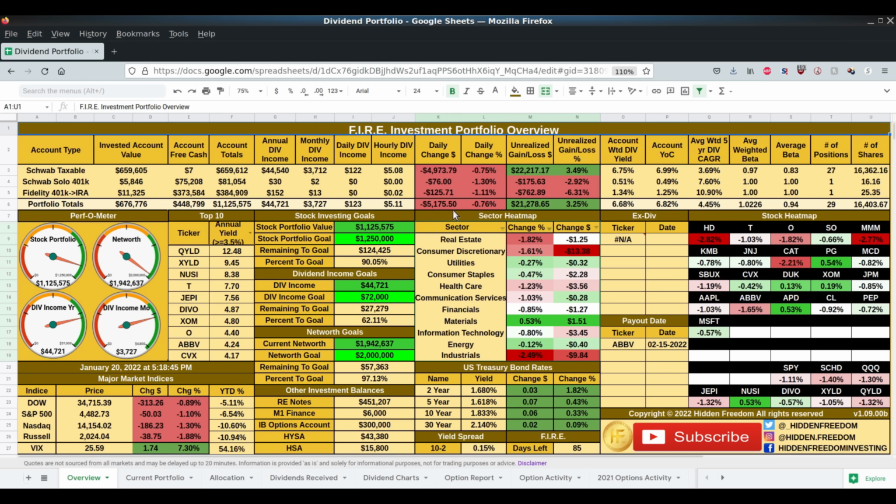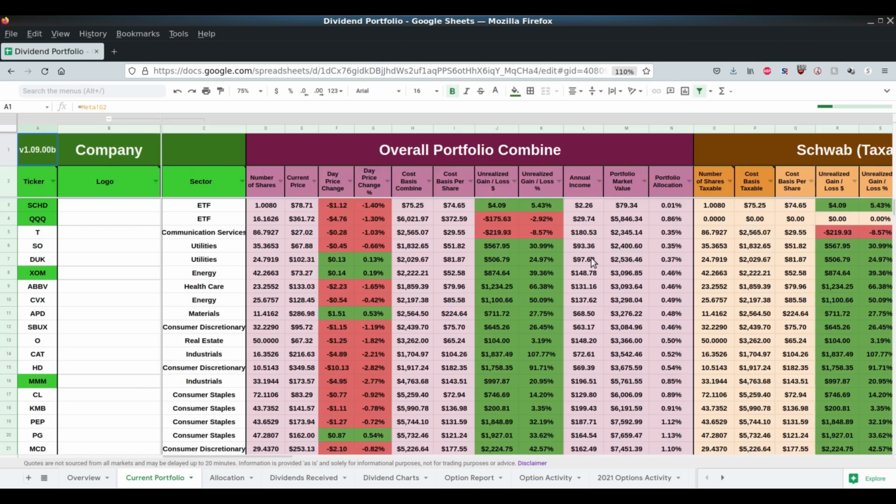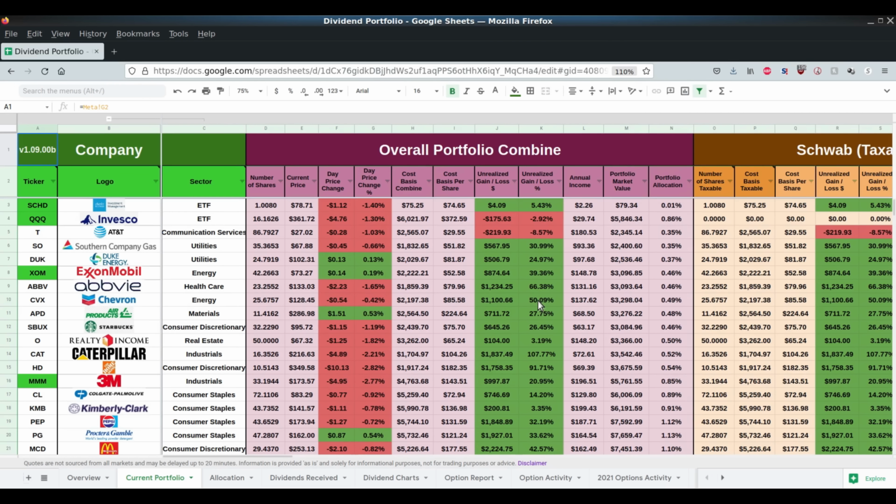Today was a bad day in the market, down $5,100. Let's go ahead and look at my current portfolio and just look at the positions in here. I told you I basically own a lot of those ETFs that are in the list.